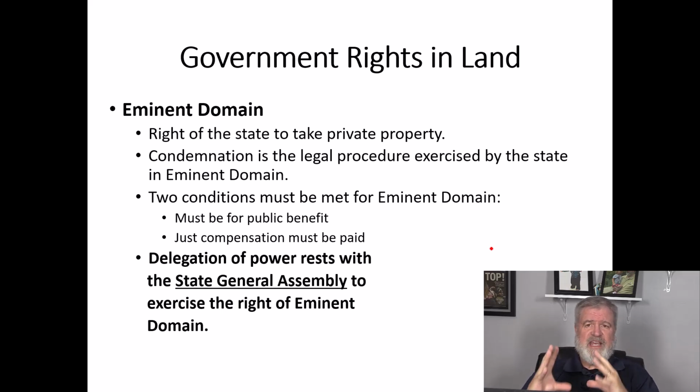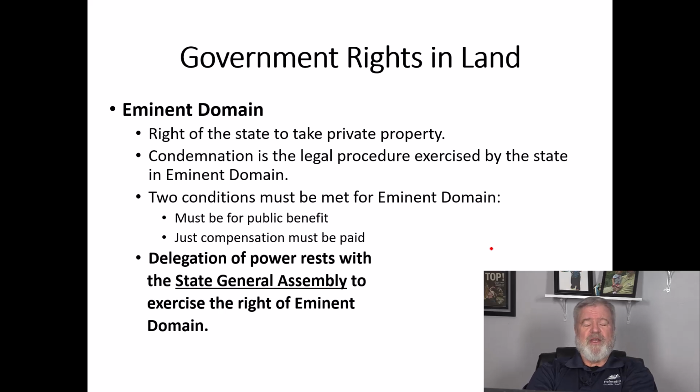Now, before we even get into what those conditions are, and we're obviously going to talk about them, y'all, you see this term that I know we talked about in the previous chapter as well, this term called condemnation. Y'all, condemnation, this is the legal procedure the state will exercise when they decide to take property via eminent domain.